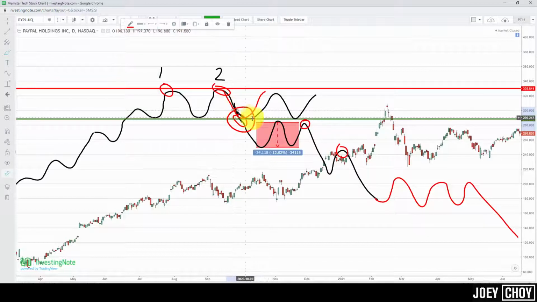But if it does break this support, take note that that's where we get a confirmation of this double top playing out in terms of the downside. So we want to wait for a firm confirmation, if prices were to close below this level on really strong volume, to wait for the confirmation.